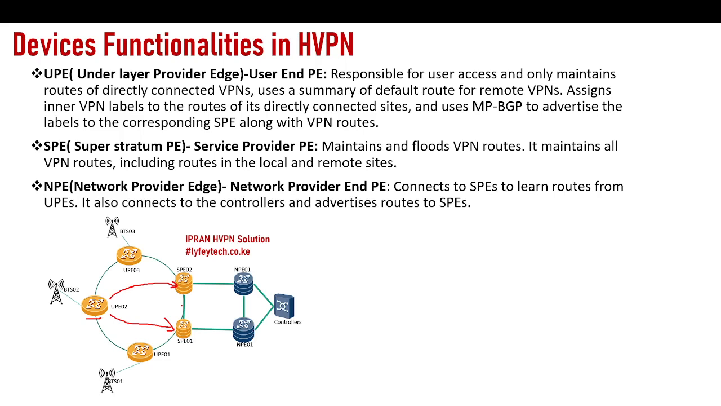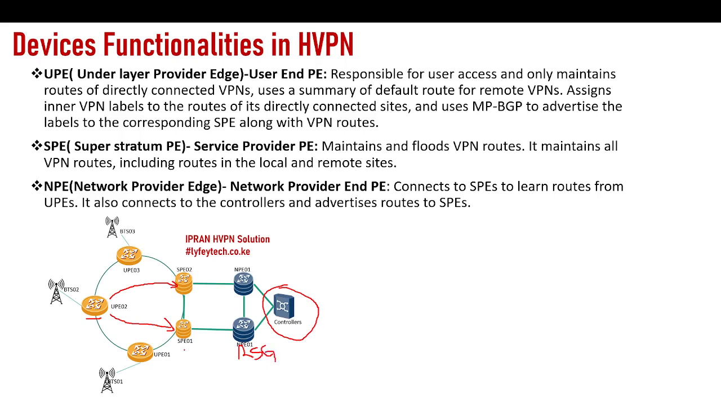And then we have the NPE, which we are calling the network provider edge, which is connecting to the SPE to learn routes from the UPE. And then it also connects to the controller. So the NPE is the device that will be connecting to the controller. So in our IPRAN setup, this is just an RSG. So it will be the RSG that is connecting to the controllers.